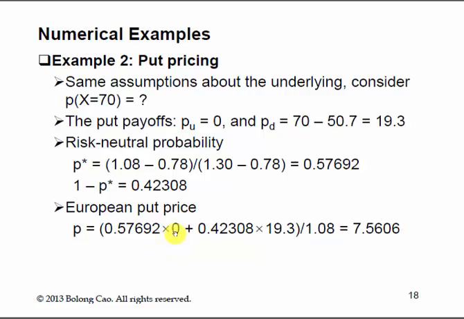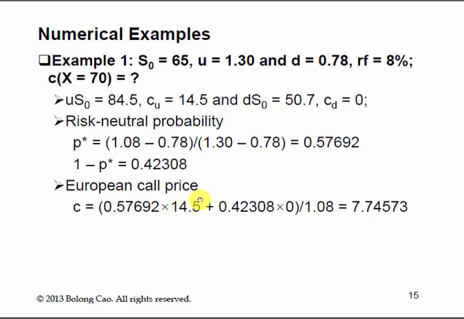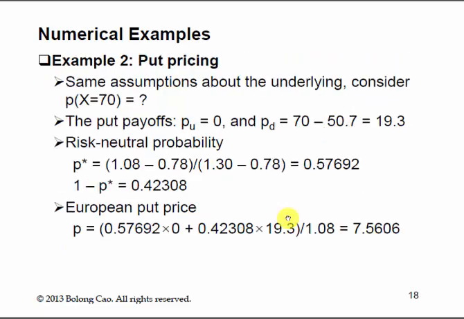All that we have changed are these payoffs, right? For calls, upstate 14.5, downstate 0. For the put, upstate 0, downstate 19.3. Okay, always discounted using the risk-free rate, but the fact is that as long as it's an option, that particular risk-neutral probability will attach to the payoff in that state.